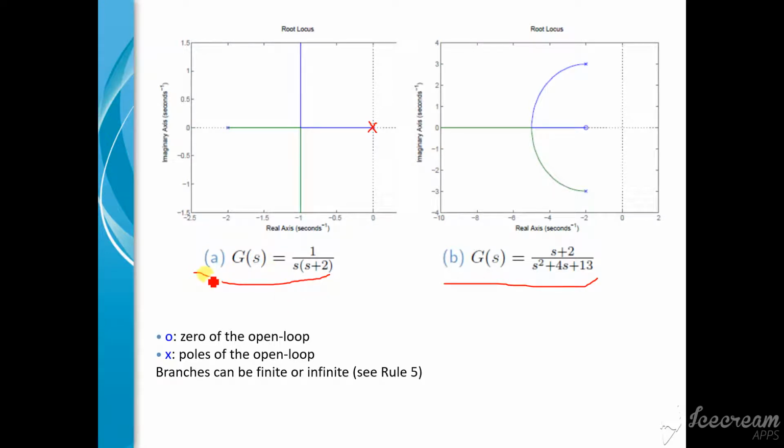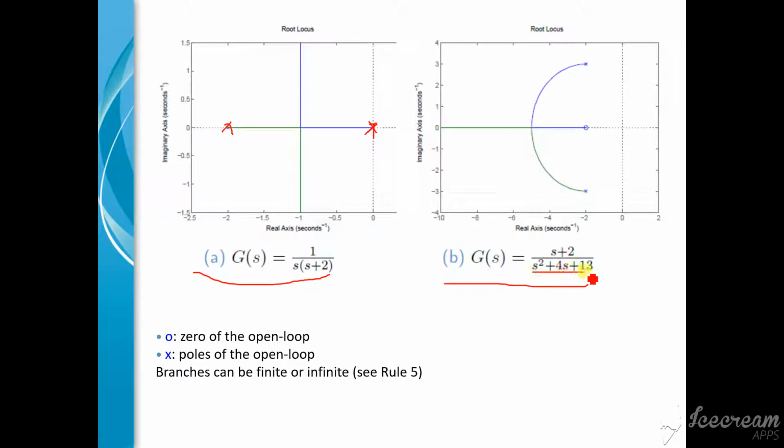We have two examples, A and B. We show the 0 with the circle, and we cross, we use the pole. In this system, as you know, we have s equal to 0, 1 pole here, and s equal to minus 2, 1 pole here. And we have a 2 branch.